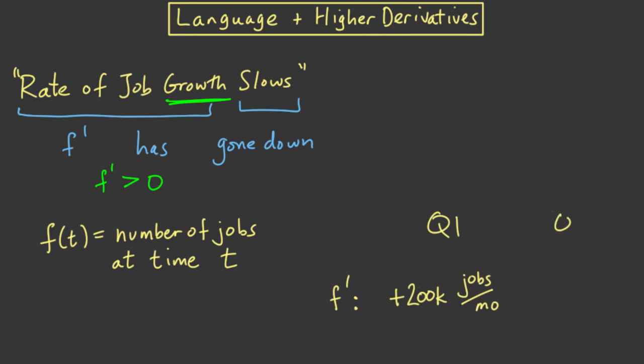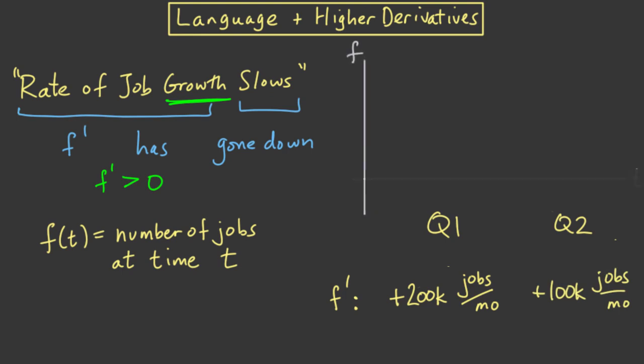And then in quarter two, the headline is saying that there's still job growth. f prime is still positive. It's just slower than the previous rate of job growth. So it might be something like plus 100,000 jobs per month.